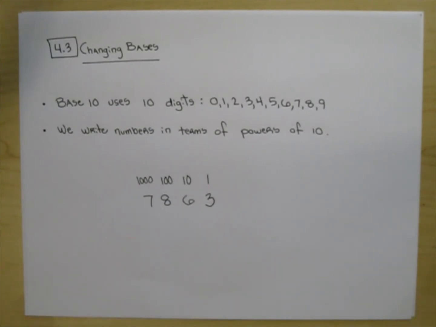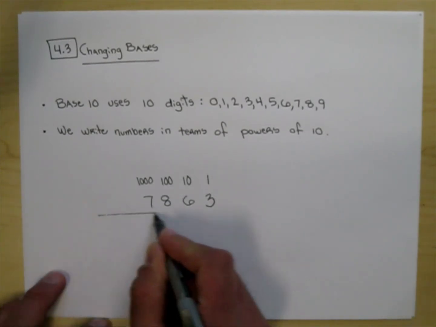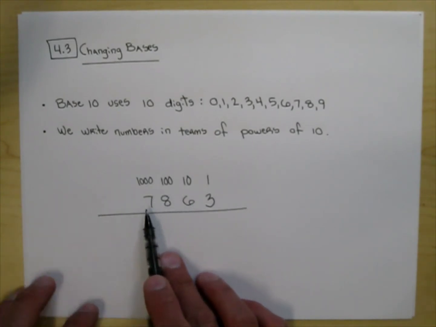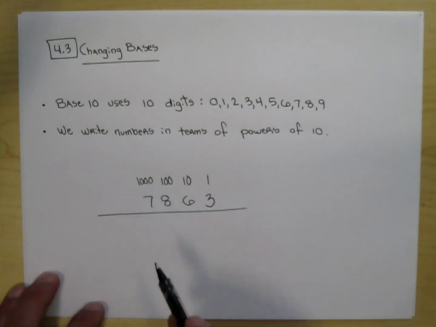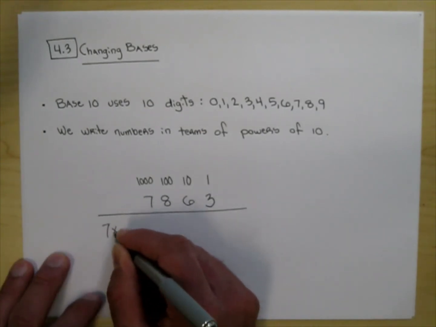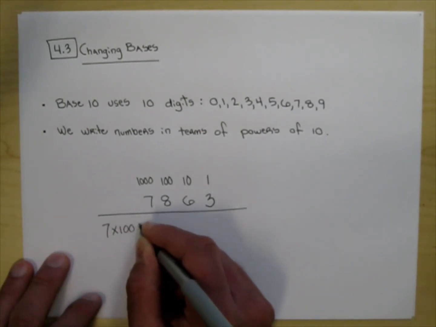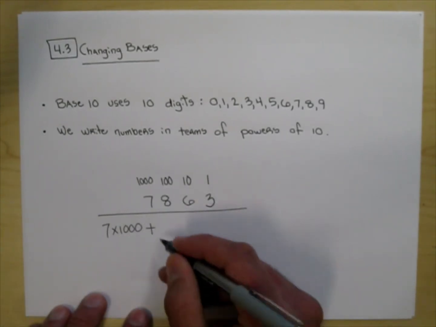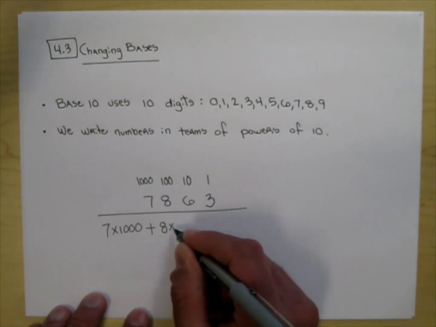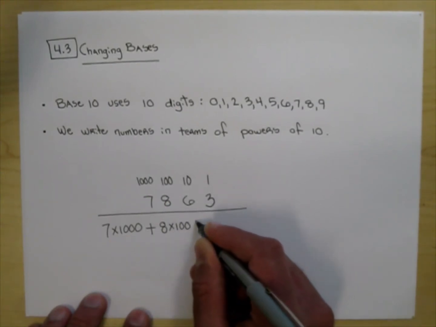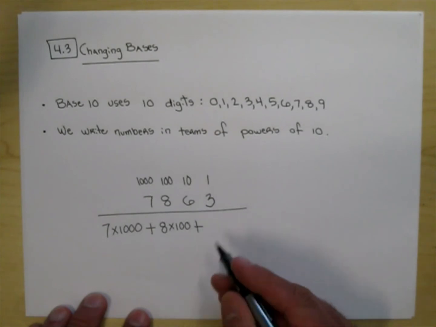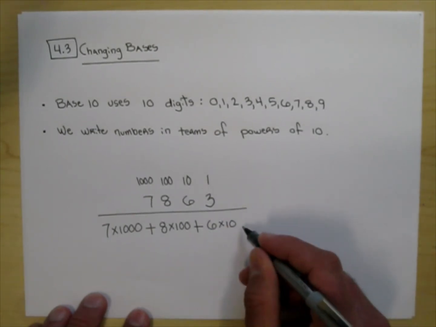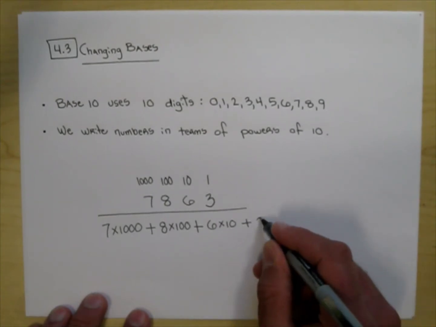And when you do this, it's really like this. What are we doing? We're just looking at this number. But it's like you have 7 times 1,000, and, there's the plus there, you have 8 hundreds. And you have 6 tens. And you have 3 ones.